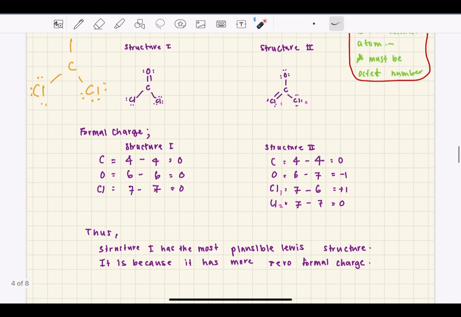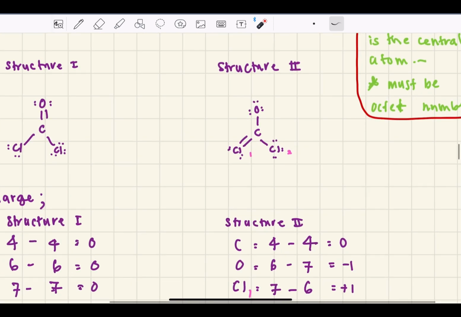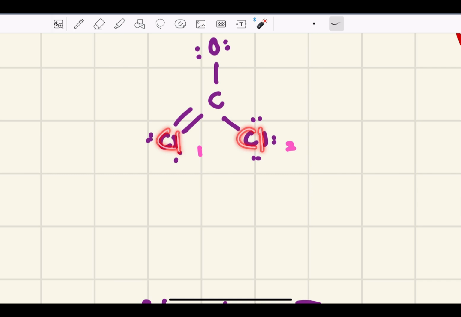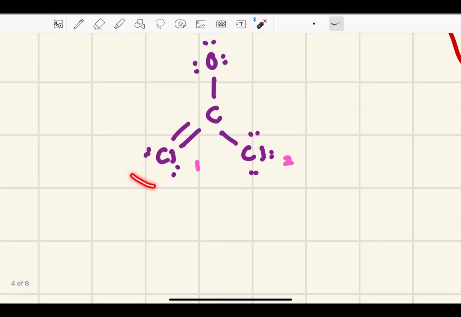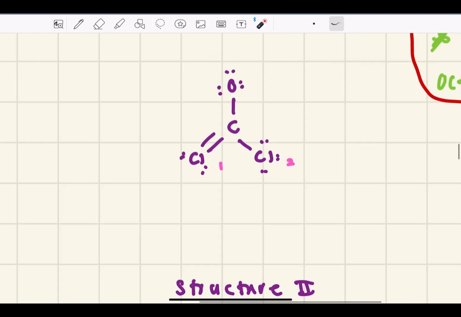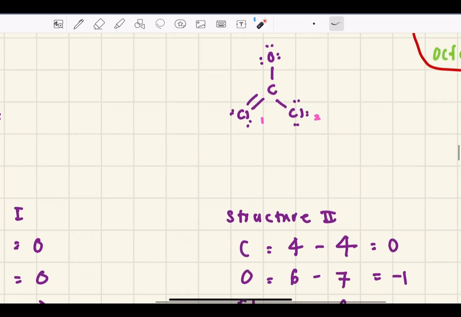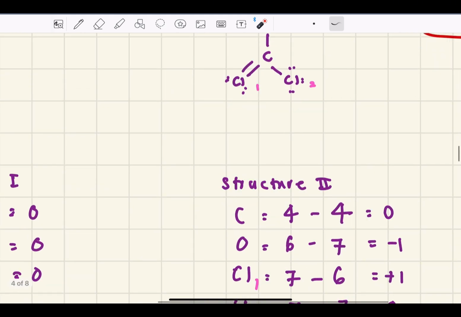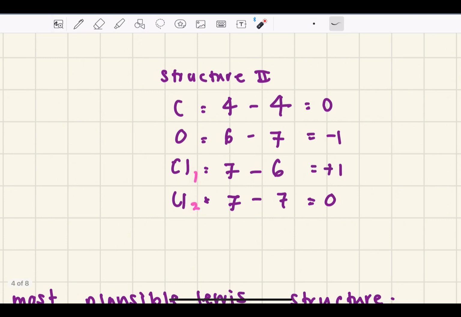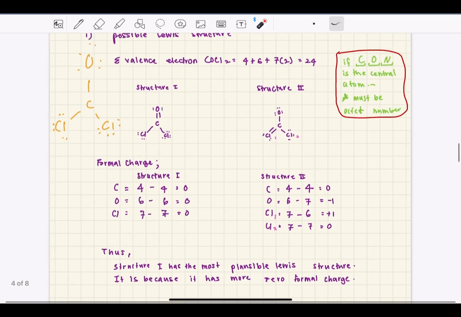You can see that this structure has two chlorines with different numbers of bonds. This one has a double bond and this one only has a single bond. To differentiate while calculating the formal charge, you have to label them Cl1 and Cl2. When you calculate it, only one structure has mostly zero formal charges. As we can see here, structure 1 is the most plausible Lewis structure.